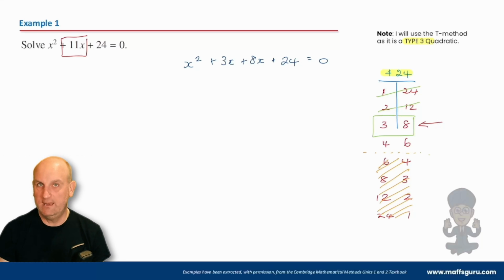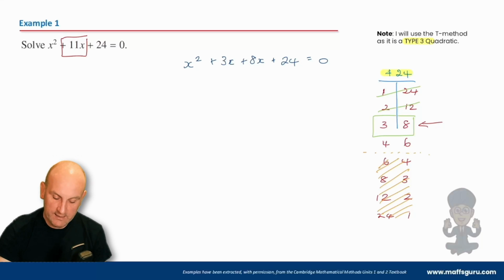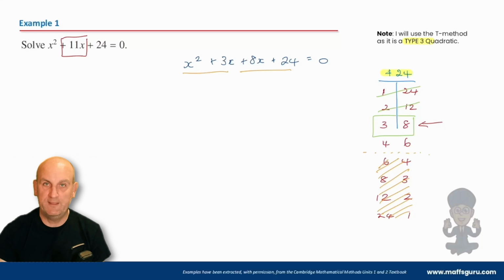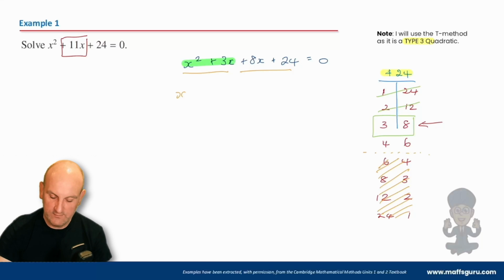How many terms have I got now? 4. Brilliant. So through the work we did in year 10, I now know that I can factorize pairs. So doing that first, what is the biggest factor I can take out of x squared and 3x? It's just going to be x. So there we go, x plus 3.